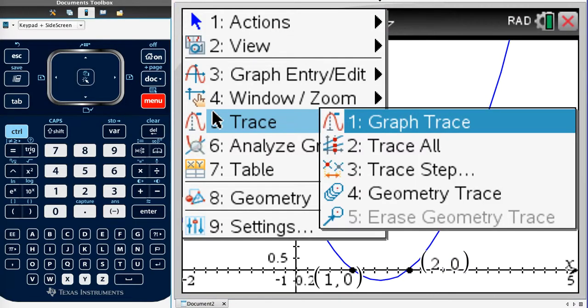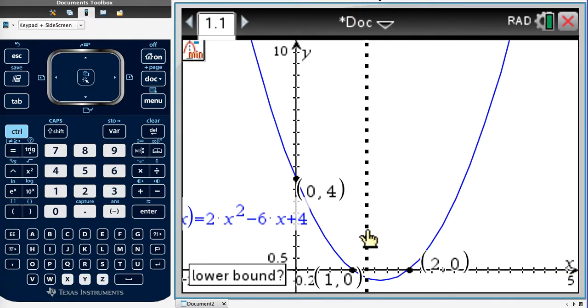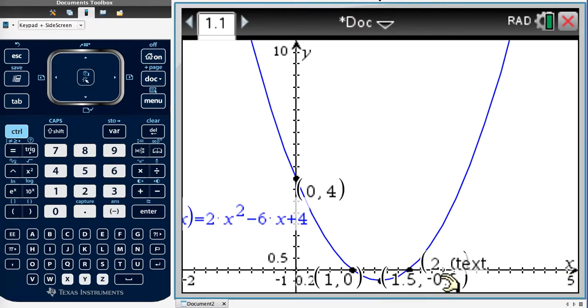So I could do it on trace, or I could go analyze graph and go minimum and select over that minimum point. So I can now see that the lowest y value this takes is -0.5. So I would therefore say that y is greater than or equal to -0.5. It could be equal to -0.5 because it does reach this minimum point, but it can't be anything lower. So y is greater than or equal to -0.5.